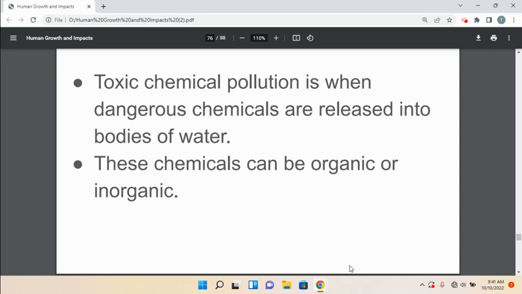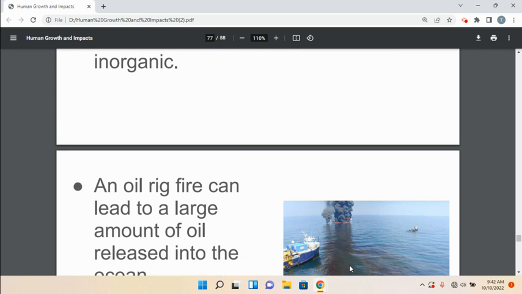This is when dangerous chemicals are released into bodies of water. These chemicals can be organic or inorganic, going back to our very first unit. Organic are those that contain carbon and hydrogen, with lots of carbon bonds with mostly hydrogens and a few other things attached to it. Inorganic compounds are the things that don't contain those carbon and hydrogen bonds. I'm going to give you an example of one of each.